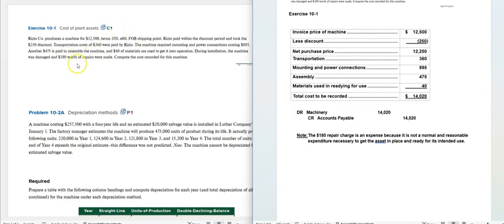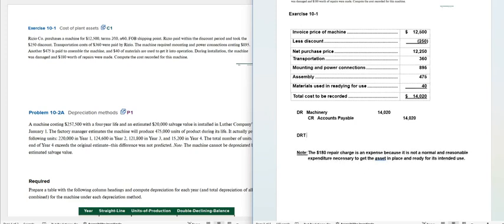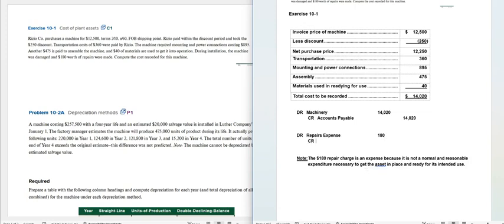However, that $180 worth of repairs that we had to make, it is not one of the normal costs of getting the asset in place and ready for use, so it would not be included. We would have ultimately recorded that $180 as a repair expense at the time it was incurred. The difference, all of these costs are normal costs to get the asset in place and ready for use. This was an operational expense recorded as an expense right away because it wasn't a normal expense to get the asset ready for use.